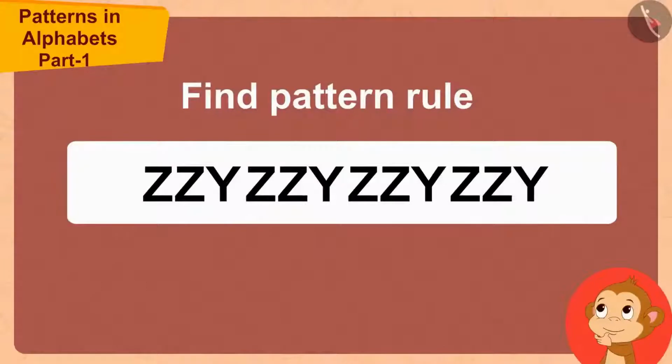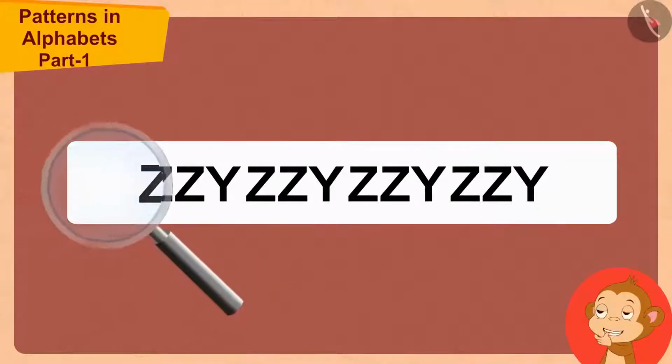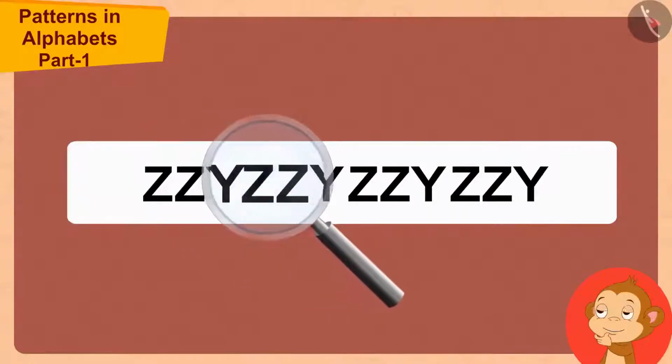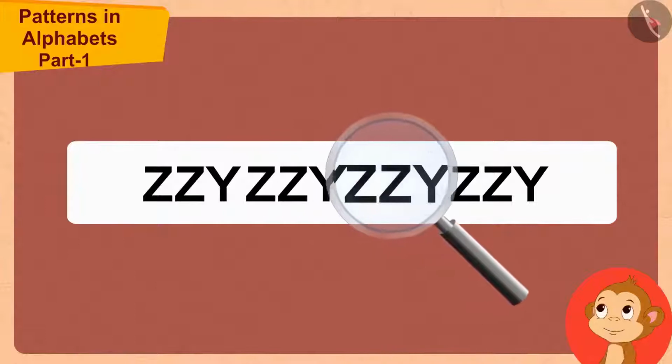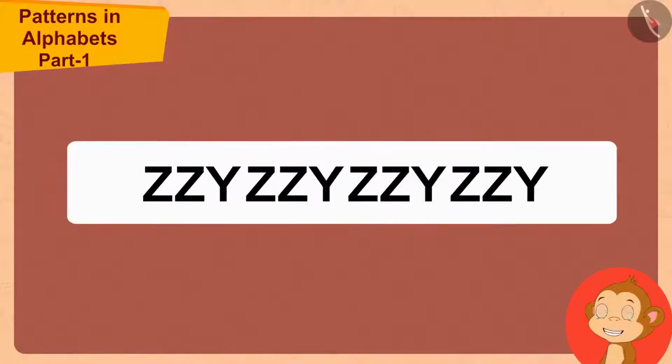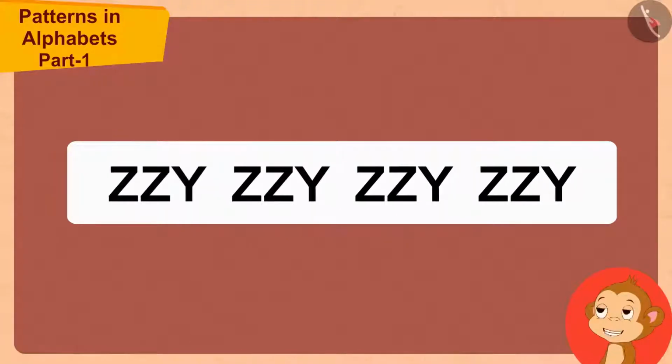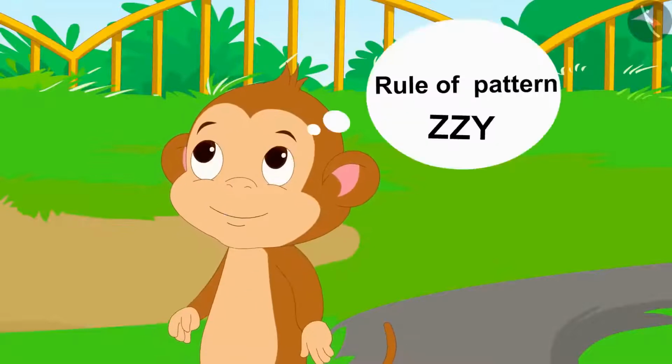Let us see whether Babban was able to recognize the rule of this pattern. First, I try to find some sort of repetition in it. Z, Z, Y, Z, Z, Y, Z, Z, Y. Good! Here, Z, Z, Y is repeating in these 3-letter groups over and over again. Oh wow! I found the rule of this pattern. Babban told Genie the rule of the first pattern.